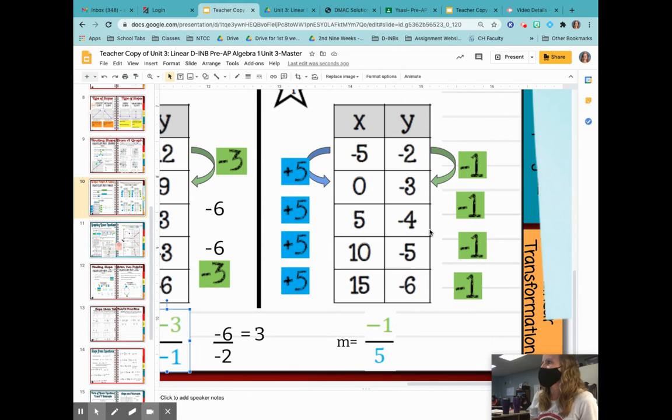So that is all the notes for today. You're going to have an assignment to find the slope from a table and from a graph. So those will be on Google Classroom.